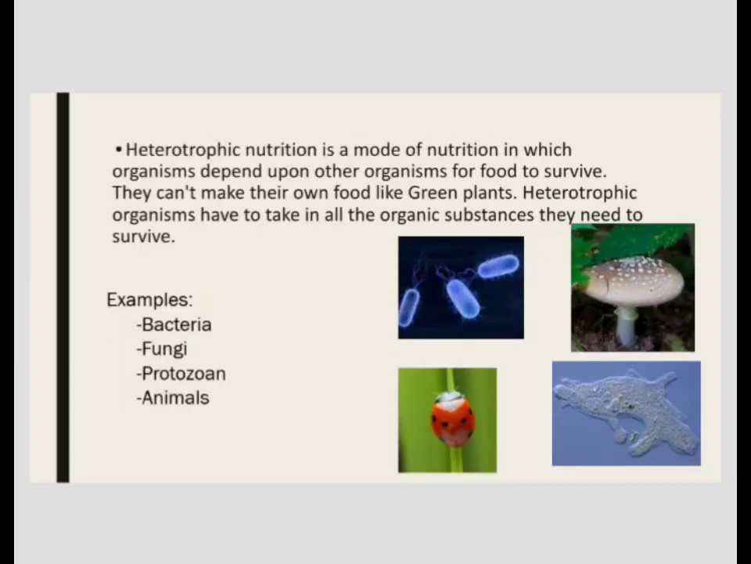In short, heterotrophs can't make their own food. They depend upon other organisms for food to survive, for example, bacteria, fungi, protozoa, and animals. Almost all plants are autotrophs. The only nutrients they require are water and minerals from the soil and carbon dioxide from the air.